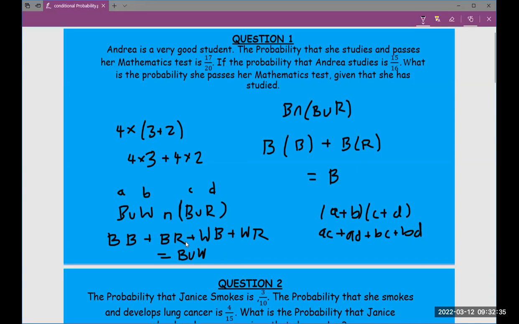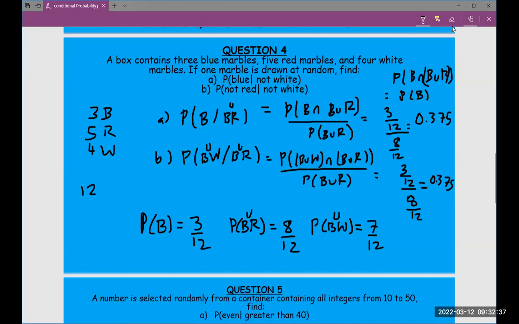Yeah. So then when you go back down now, right here, you're going to work out to just be blue or white over that there. Yeah. And the 12s cancel, 0.875. Yep. All right, question 5.